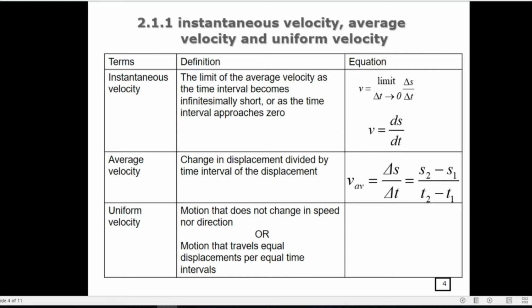The last one is the uniform velocity, which is defined as motion that doesn't change in speed nor direction. Or we can say it is motion that travels equal displacement per equal time interval. The equation is similar to the instantaneous velocity, v equal to ds by dt, only that uniform velocity means the velocity is constant.